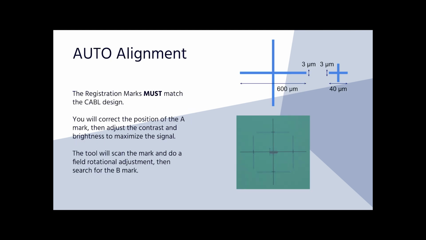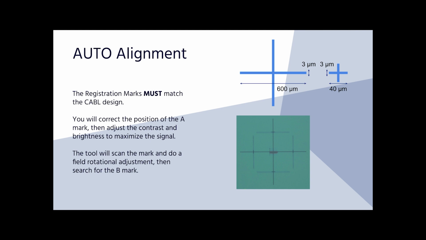For auto alignment, you must use Crestec to find marks. For Reg 2 marks, this is a cross that is 600 microns in length, with each arm being 3 microns in width. The Reg 2-3 marks are 40 microns in length, with the arms again being 3 microns in width. When executing an auto alignment, the tool will ask you to correct the positioning of the first mark and verify contrast and brightness before executing a search for the mark locations.